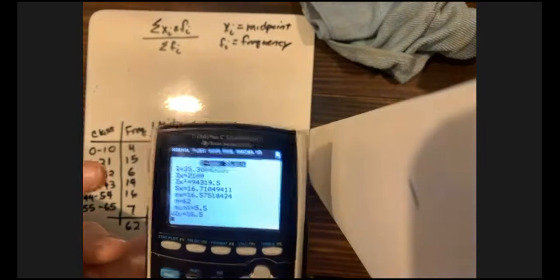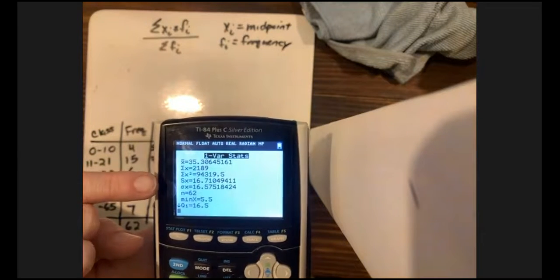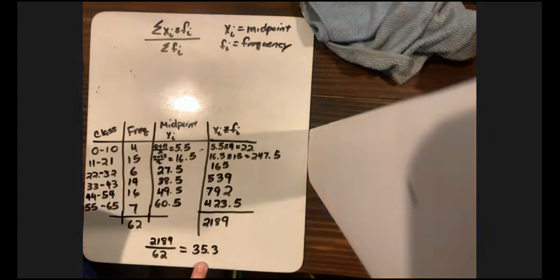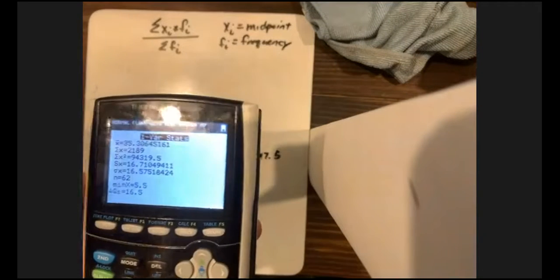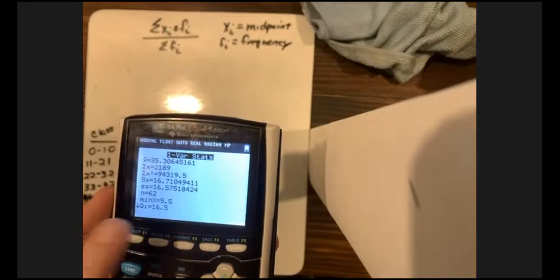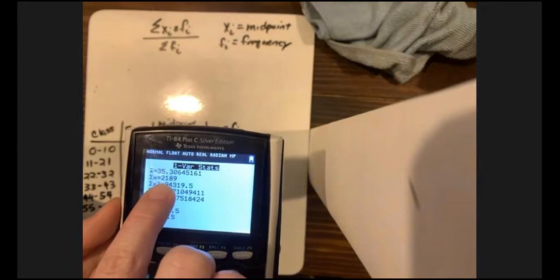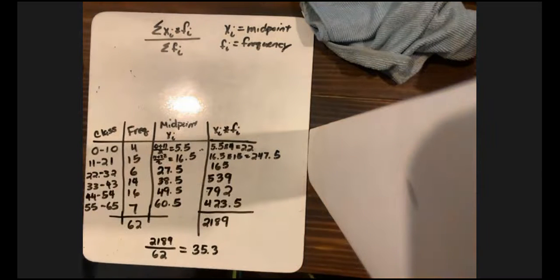Notice that our mean, which is the first value that comes up, is 35.3, which is the same response that we got here. Notice it does do that total of the x's. This is our xi, fi, that 2189 value, okay, which we got. Okay, so that's how we do one of the midpoint ones, okay? Now, we are going to look.